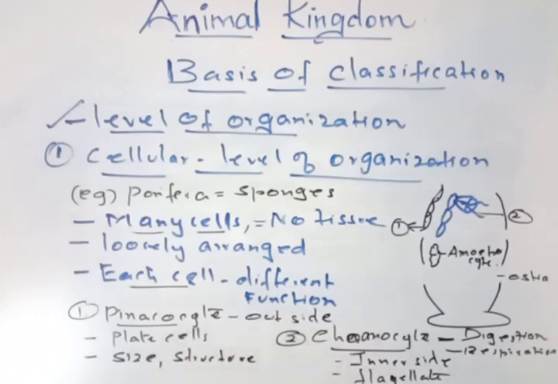So pinacocyte, conocyte, then amoebocyte, all these are different cells, not combined with each other. So they are loosely arranged. Each cell is performing a different function. So based on this particular character, sponges come under cellular level of organization. Is that clear? Right, that is very important.